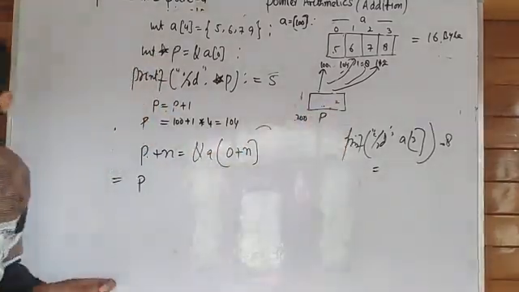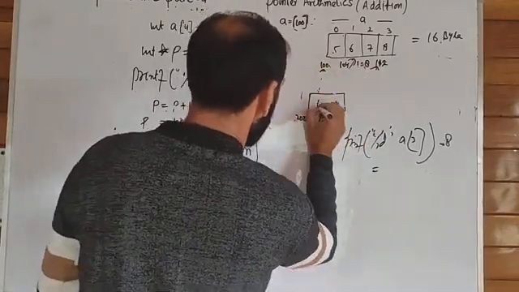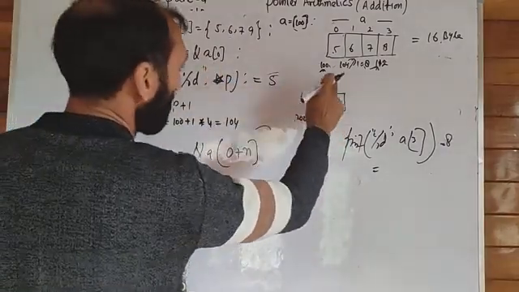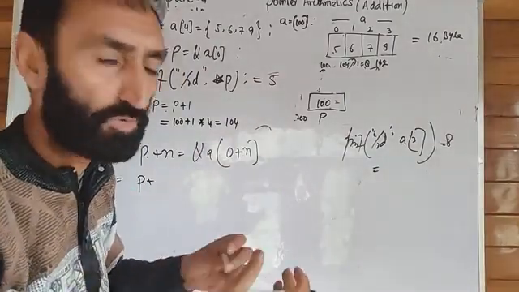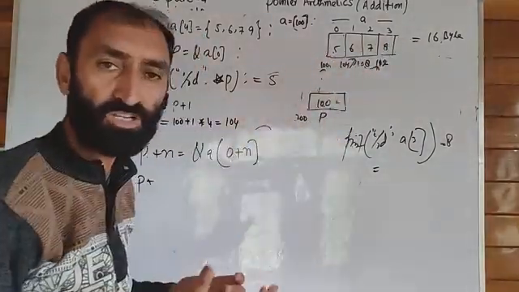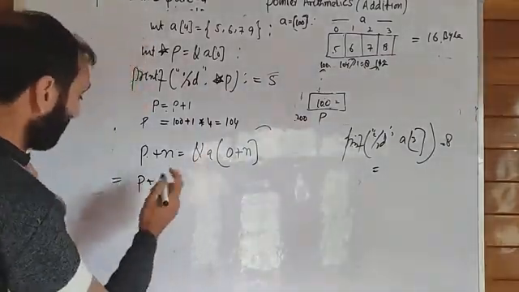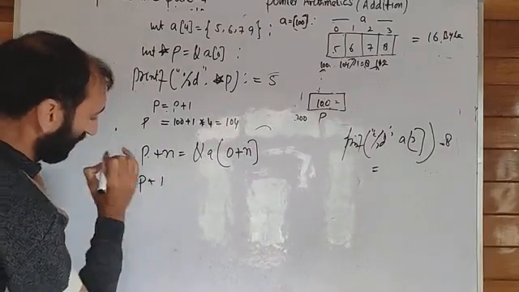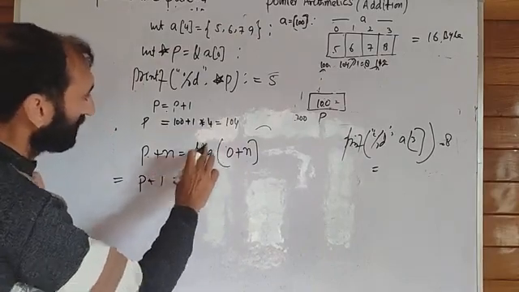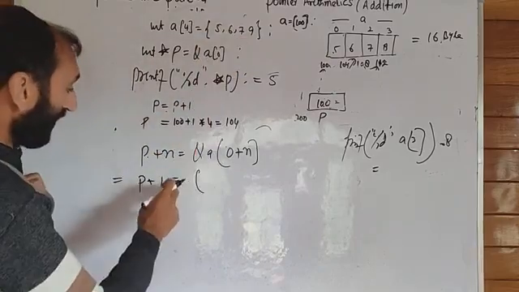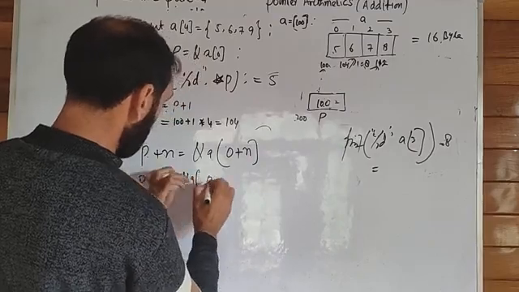For example, let's say P is equal to address of A of 0, that is 100, plus n. n means an integer, like 1, 2, 3, 4. How many locations do you want to move the pointer cursor? For example, if n is 1, then P equals address of A of 0 plus n.